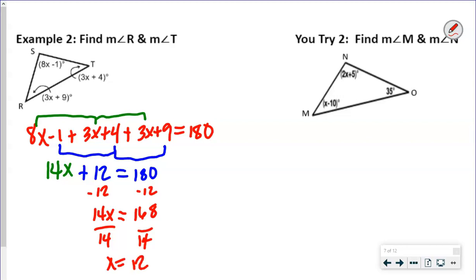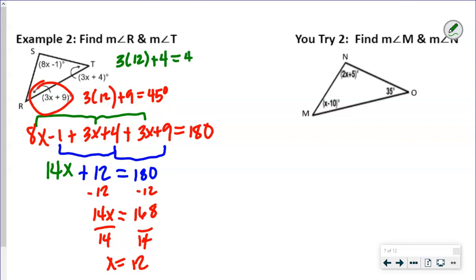Okay, now we're going to plug that 12 back in. So we want to find the measure of angle R, which is this one right here. So we're going to do 3 times 12, that's 36, plus 9 would be 45, right? So that's 45 degrees. And then we're going to do the same thing with angle T, right? So up here, we're going to go 3 times 12 plus 4. So that's 36 plus 4, that's 40, right? So there's the measure of that angle, and here's the measure of that angle, okay? All right, let's see if you guys can do the you try now.